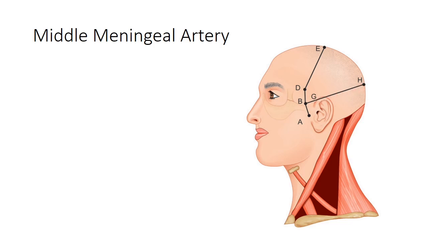Then we have the anterior division. For the anterior division, from point B we have point D onto the pterion. So this is the point on the pterion. Then a point on the midpoint of the line connecting the inion and the nasion. So this is the anterior division.